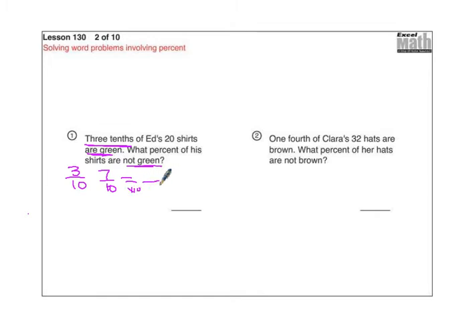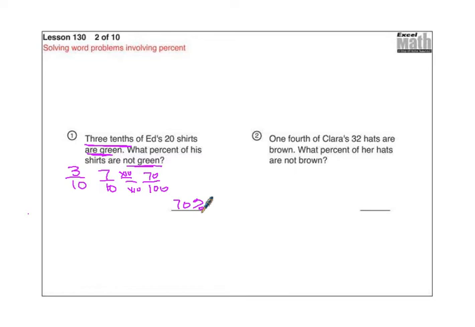And how do I change that into a percent? Times 10, because it's got to be out of 100. Good. So 7 times 10 is? 70. So what's the answer? 70%. 70% are not green because 30% are green, right? All right, so you're going to pause the video, do number 2, turn it back on when you're ready to see the solution. All right, studio audience, here we go.